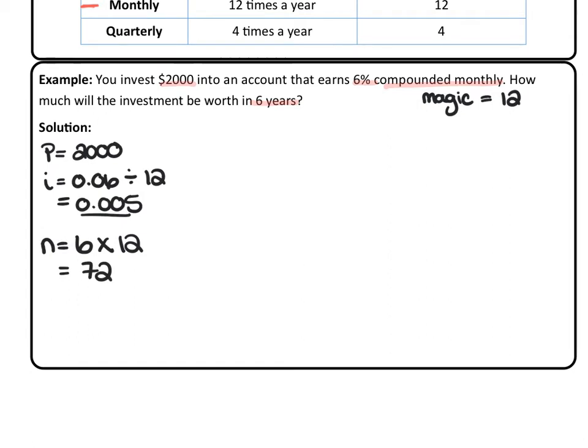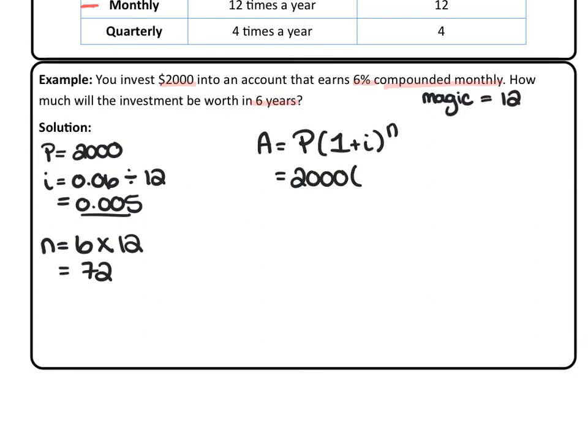All right, once we have those three values, please, please, please don't forget to calculate I and calculate N, because that is where lots of the mistakes may happen when we do these types of questions. So we'll use our formula, 1 plus I to the N, and we'll sub in our values.